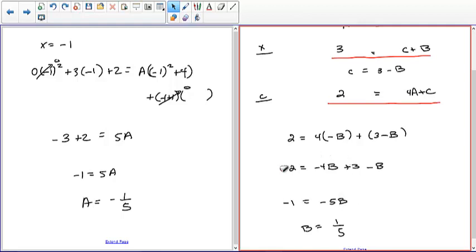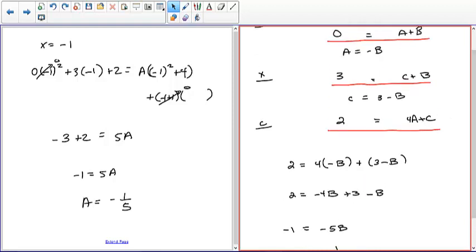3 goes to the other side, becomes negative 3. Negative 3 plus 2 is negative 1. Divide both sides by negative 5. Negatives cancel out. You get b is equal to 1/5. And then what you can do is you can go back and use these equations to find a and b.